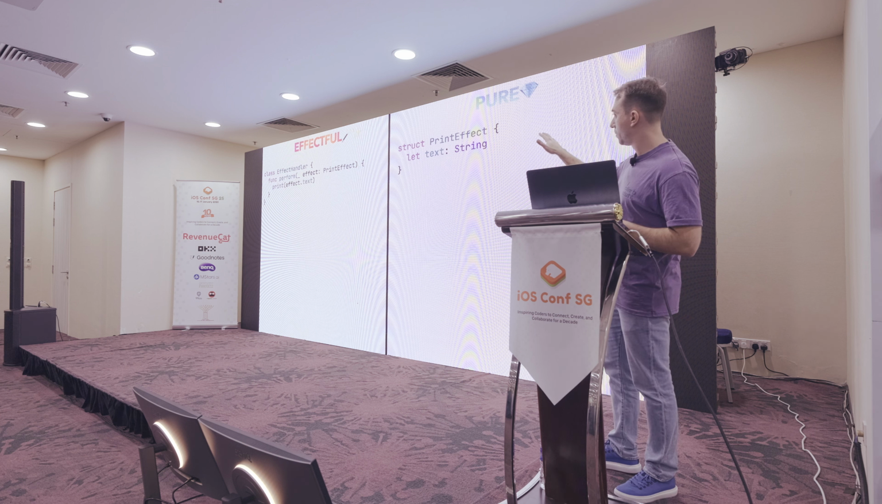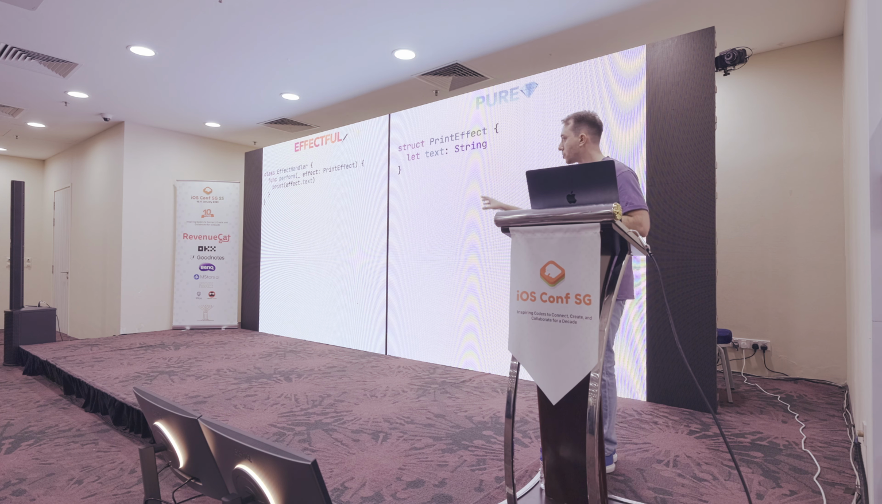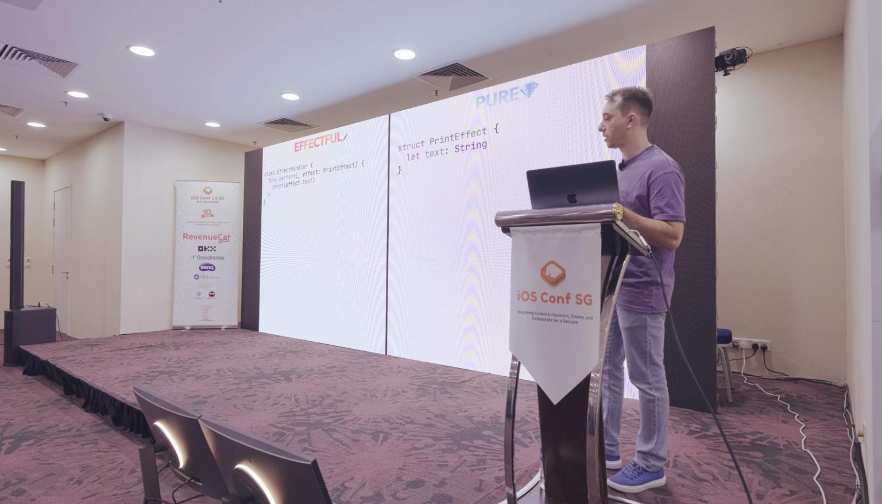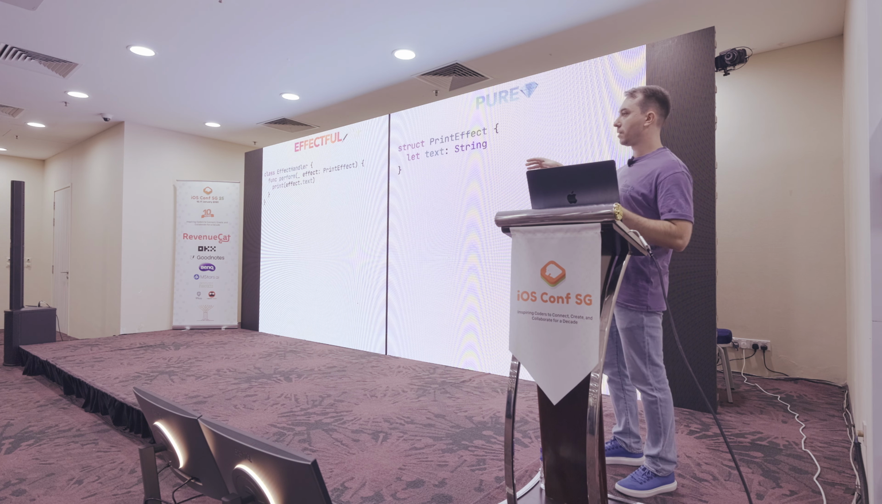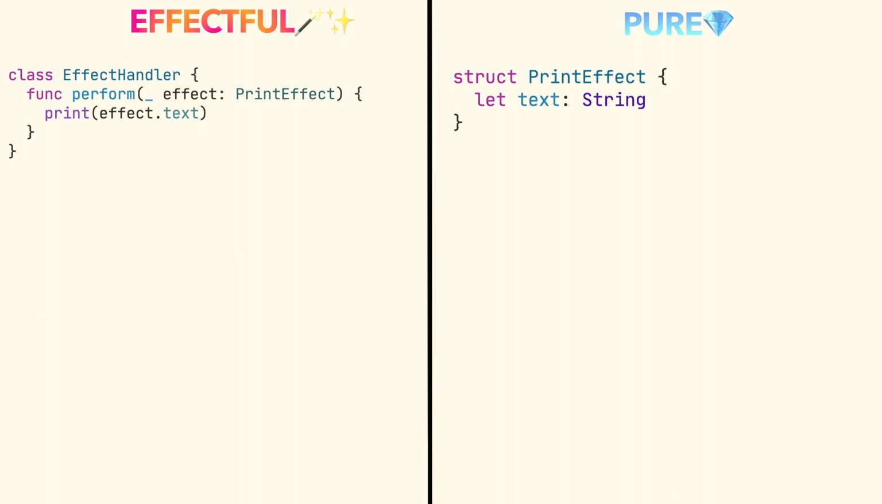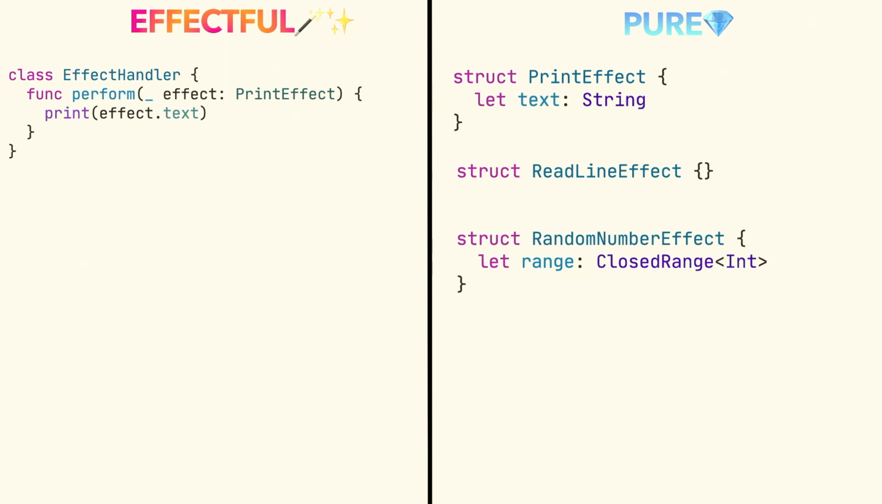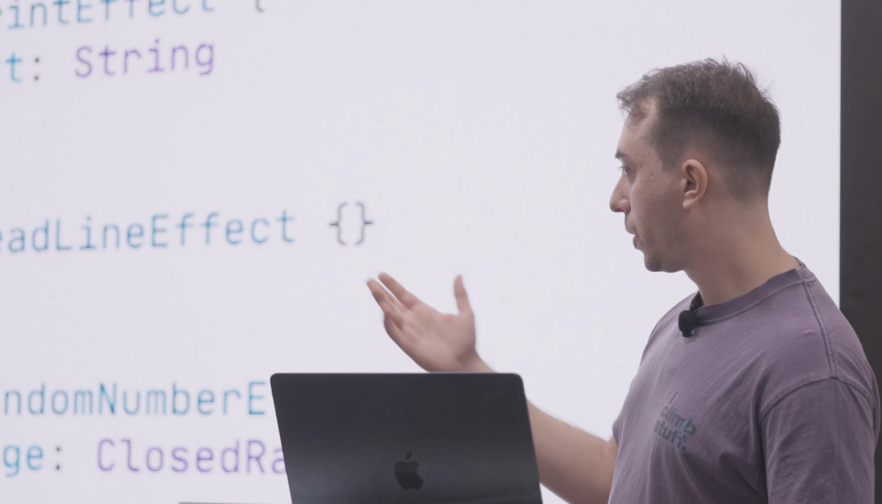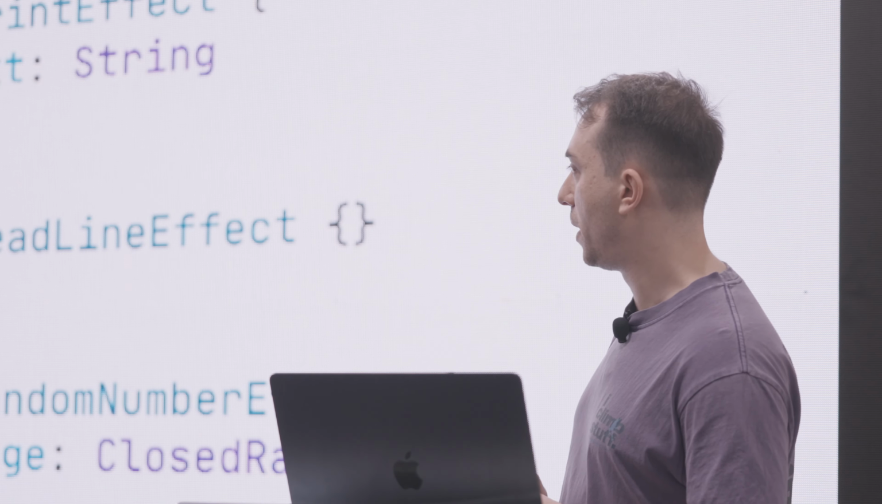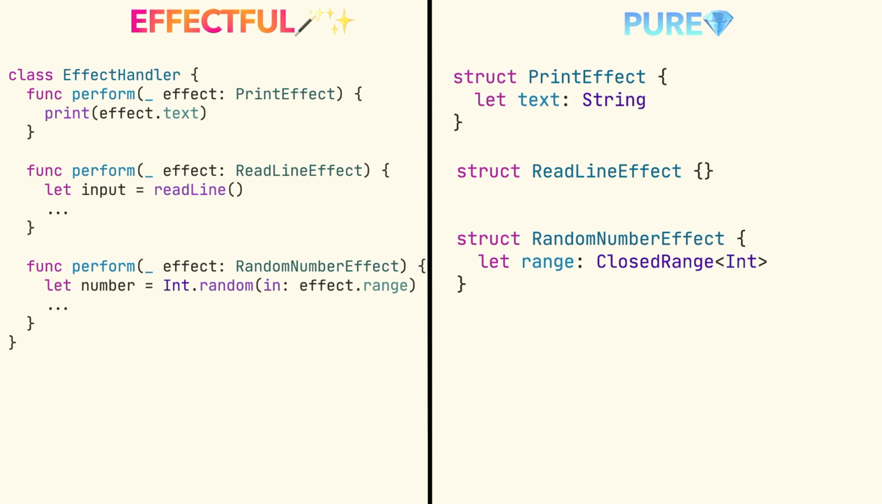So we have our effect implementation. Ideally, we want some sort of effect handler or effect executor or interpreter, however you call it, which is basically a class or a type that encapsulates the side effect implementation. Now, we can describe other effects in a similar fashion. So we can have read line, which doesn't take any arguments. Random number takes the range as an argument. And we could have multiple functions that take the corresponding effect and map it to the actual side effect implementation.